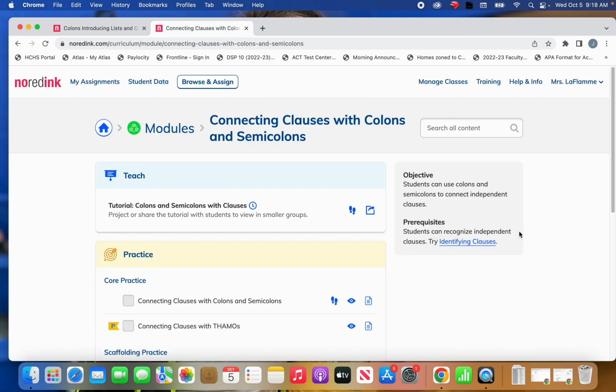All right, so that is a basic overview of how to use colons and semicolons. Hopefully it provides a little bit of clarification for you, and hopefully you took some good notes on those punctuation marks.